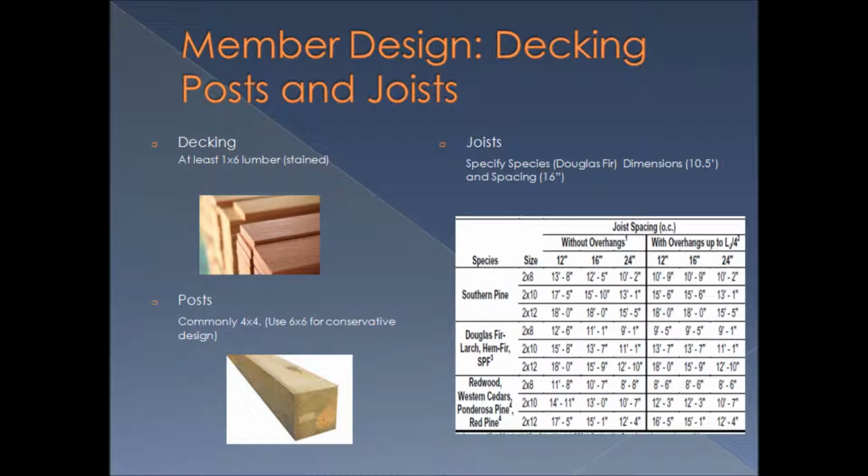Next are the posts. Decks are commonly built on 4x4 posts, but to be conservative and to aid in the construction process, 6x6 posts, pressure treated, mind you, will be selected for this example. Pressure treated is a chemical process that these pieces of lumber undergo to help with decaying and fungal growth. It's just good for if your posts are going to be in contact with the ground.